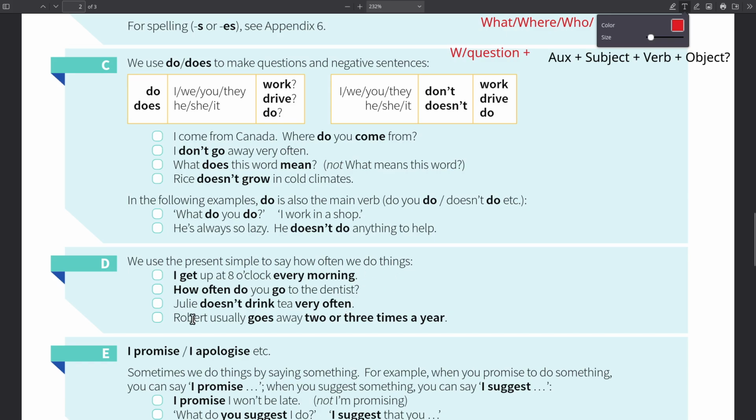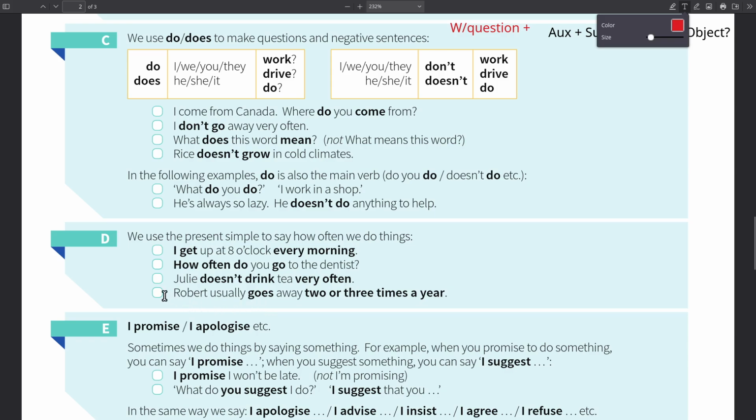Okay, another one, Robert usually goes away 2 or 3 times a year, right? Here we see we're talking about a frequency. In this case, Robert usually goes away 2 or 3 times a week, right? And because we're talking about the third person, in this case Robert, we are using goes and not go.